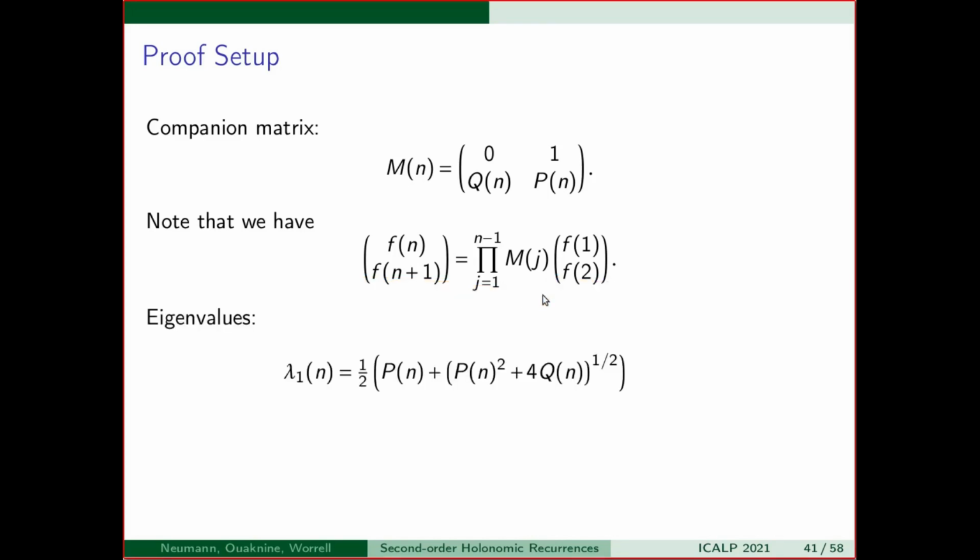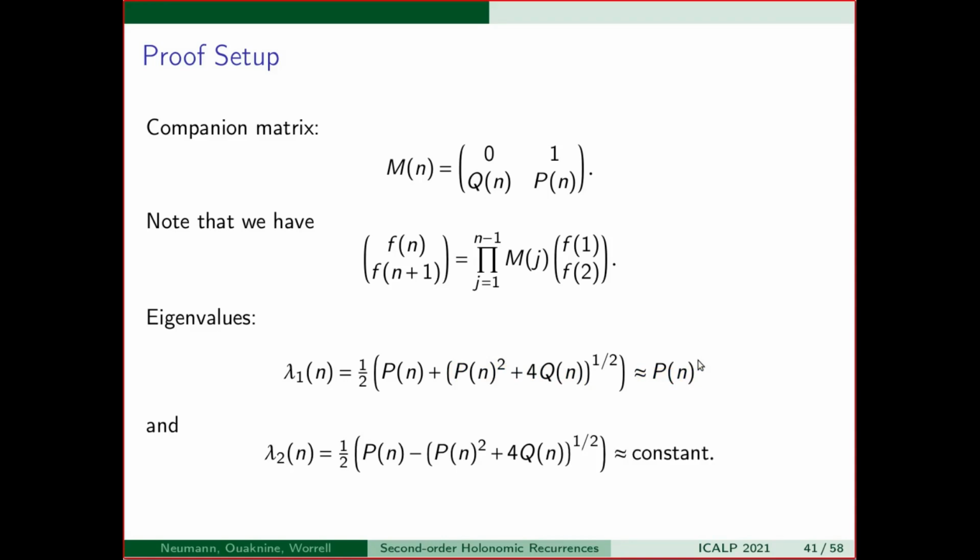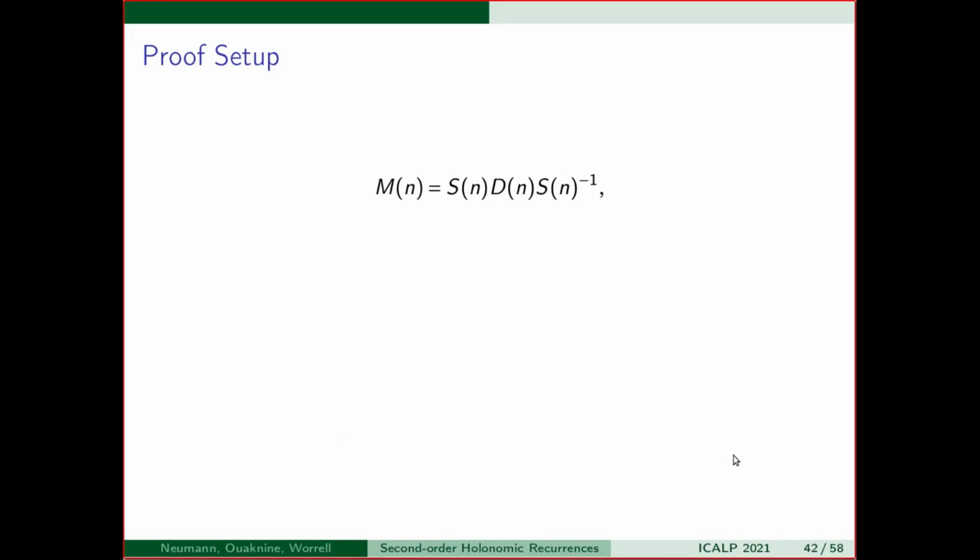This matrix has two distinct real eigenvalues because we assumed that the discriminant here is strictly positive. So it has an eigenvalue that we call lambda 1 of n. This will be a large positive real number approximately equal to p of n, and an eigenvalue lambda 2 of n, which will be a small real number, could be positive or negative. It will converge to a constant. Now, since the matrix has two distinct real eigenvalues, it will be diagonalizable, again with a diagonal matrix depending on n and base change matrices depending on n.